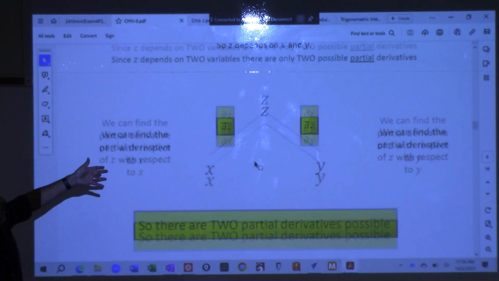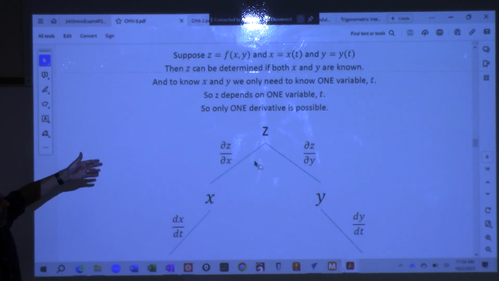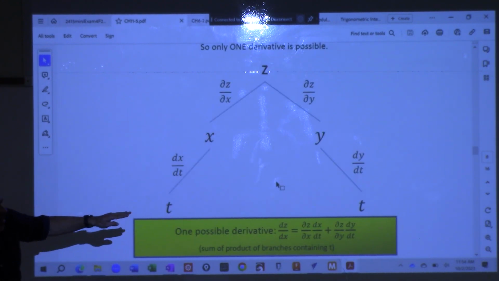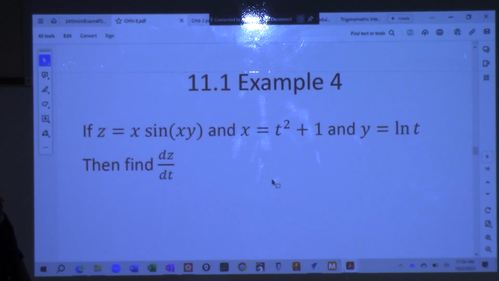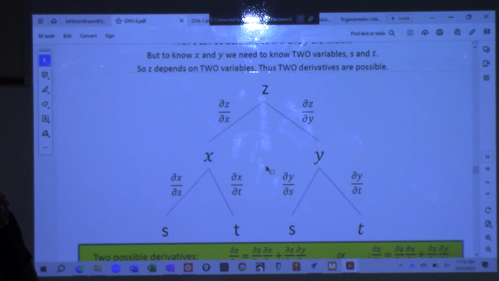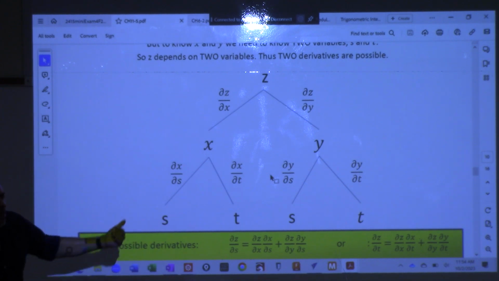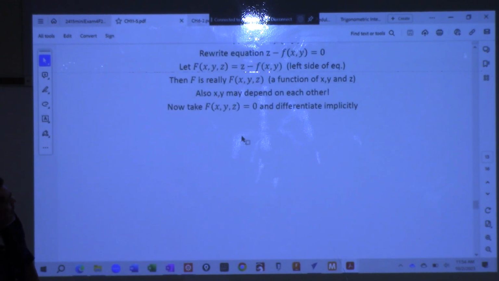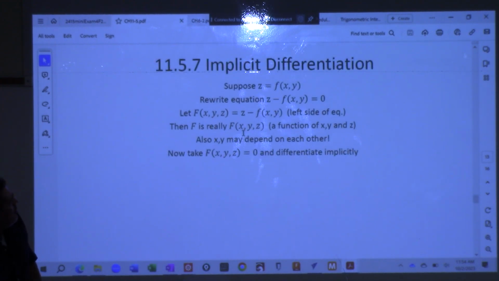So this is like my notes just showing the same sort of thing and giving some examples. You know, there's only one possible derivative in this tree because everything depends on t, right? If your bottom has 2 different variables, then there's going to be 2 different partials, and so on and so forth. And then we get to implicit differentiation. So what we're doing is we're going to somehow try and use this concept to do implicit differentiation, which is something we did earlier last class.